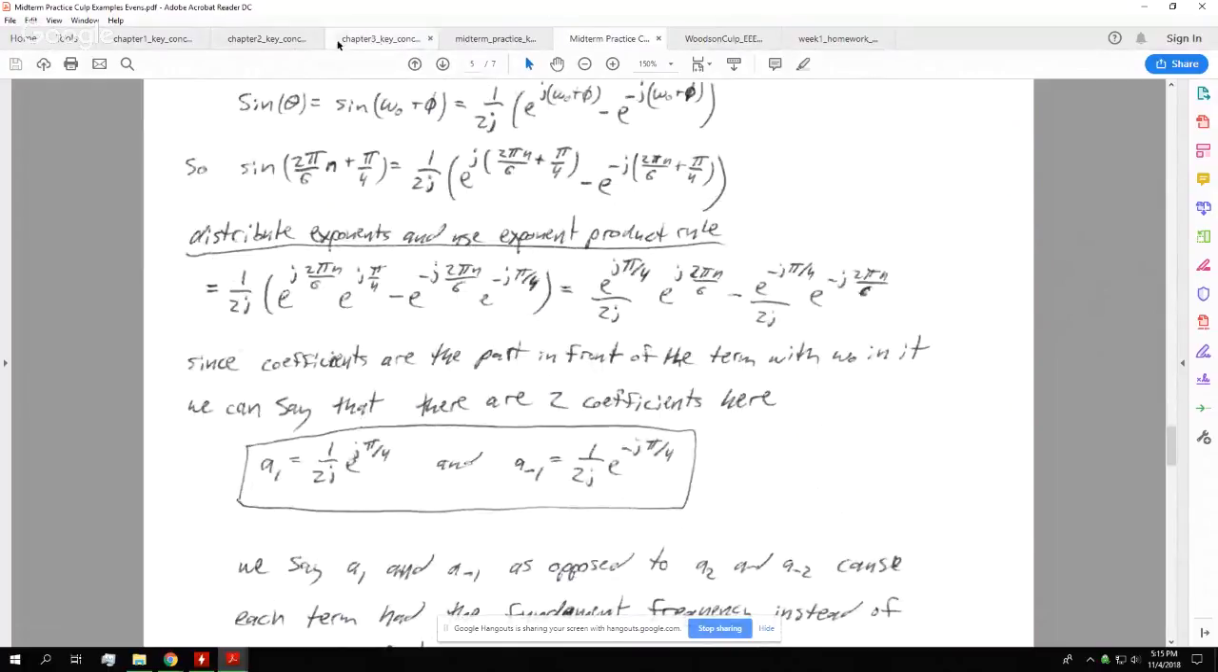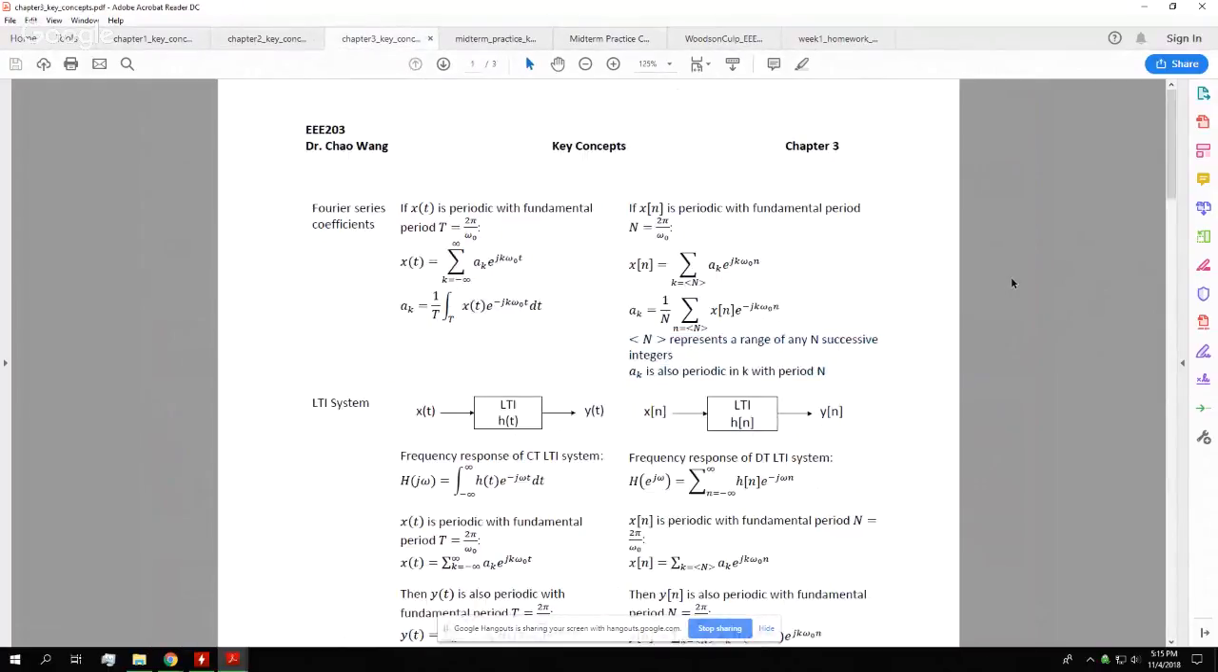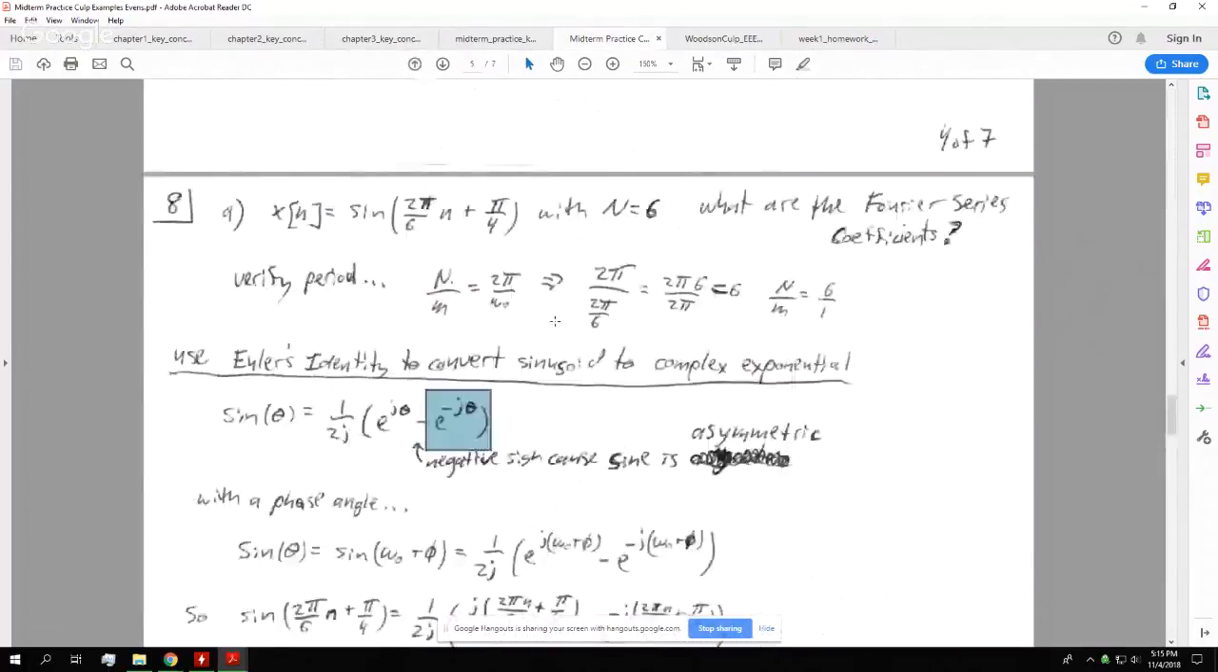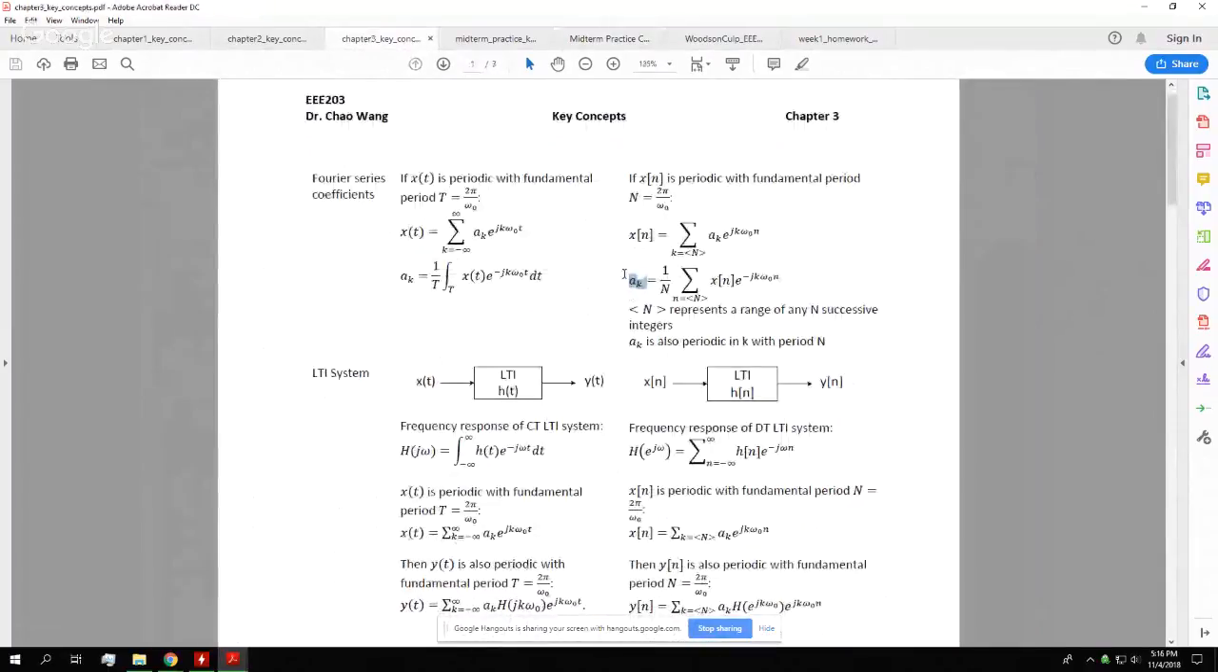Because remember the definition for finding our a_ks. We're dealing with a discrete time signal, so we're going to use this definition of a_k. It's just a summation over all the discrete time points in a given period, a single period. That's what this means right here. The brackets with the n just mean we're only going to do the summation over one period.